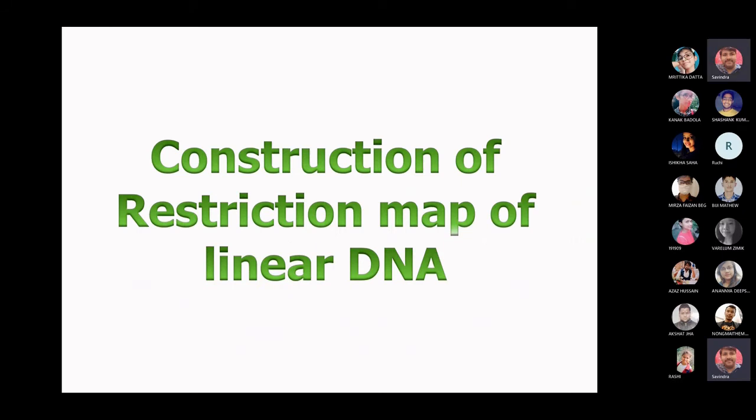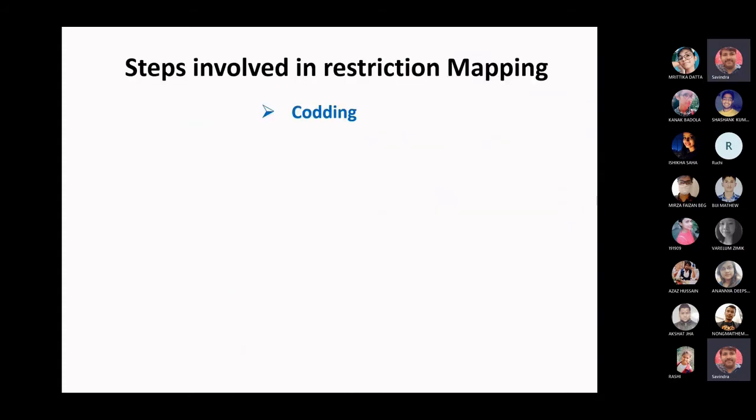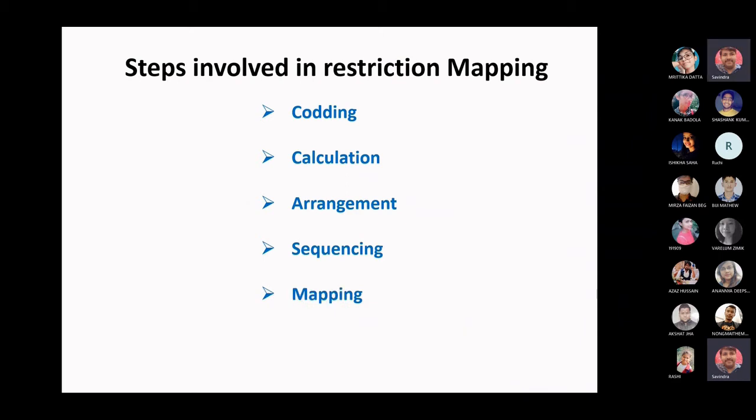So our first exercise for today will be the construction of a restriction map of a linear piece of DNA. The first step is coding, followed by calculation, then arrangement, then sequencing, then mapping. Explaining all these things here would be of no use. I will take a live example and all these 5 steps will be done directly on that problem.